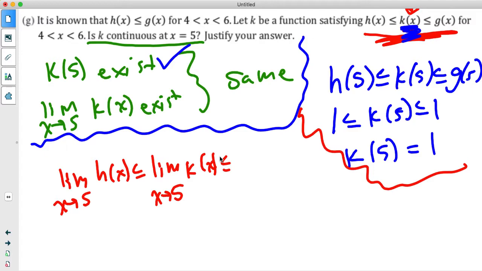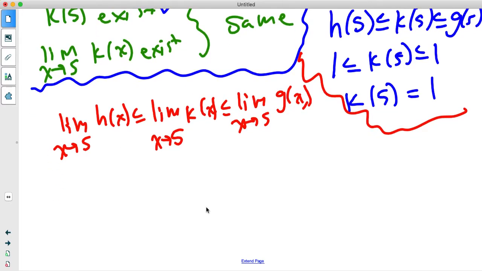All right, less than or equal to the limit as x approaches 5 of g of x. Now, again, because of that setup before, we know that h and g are both continuous and twice differentiable. So if they are differentiable and continuous, then we can plug in 5 into both of them, and we also know that their limits are 1.